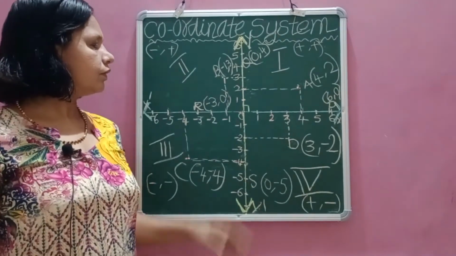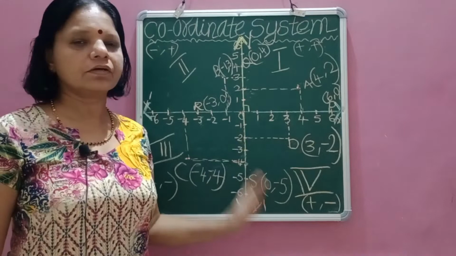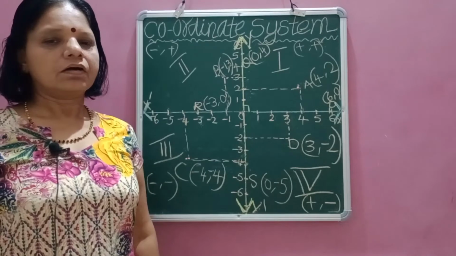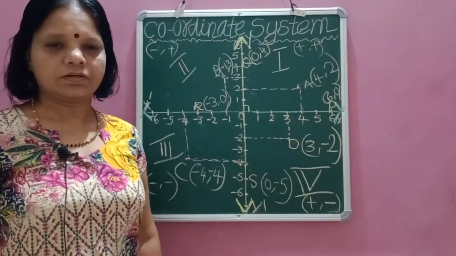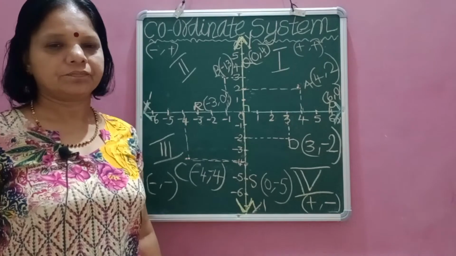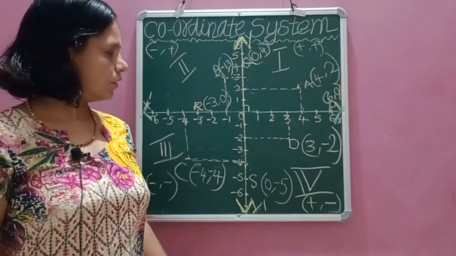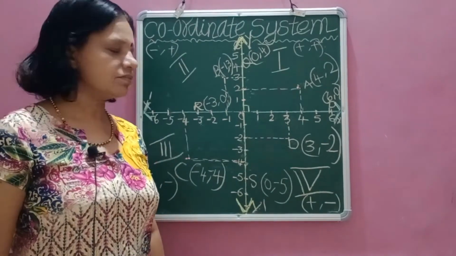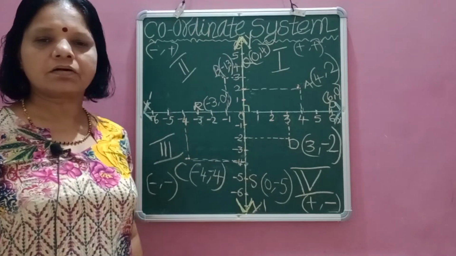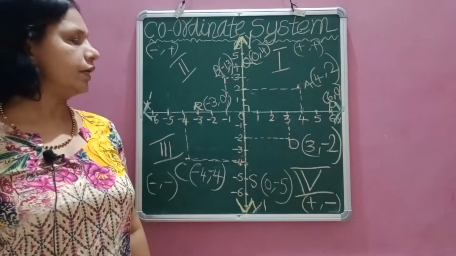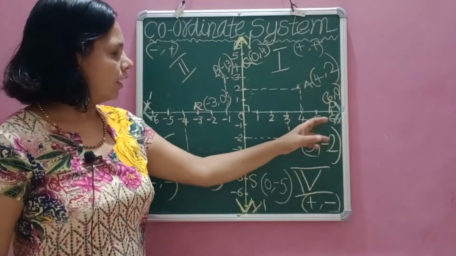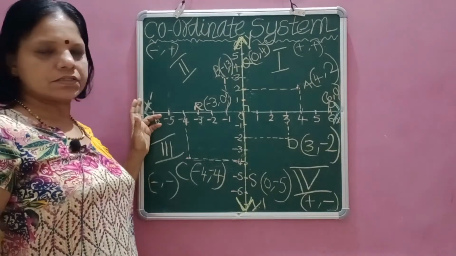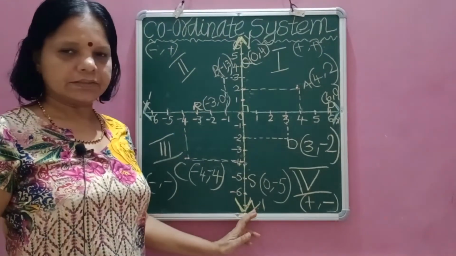Also, these number lines in the coordinate system are named as axes. Now you don't call them number lines. What are they? Axes. The horizontally drawn number line is called x-axis and the vertically drawn number line is called y-axis. And the lines are named as x, x dash, y, y dash.